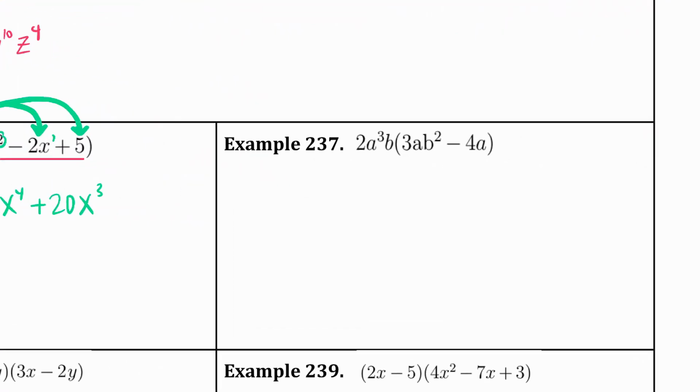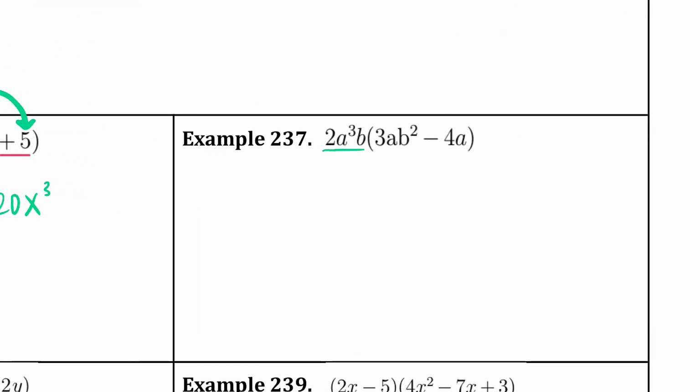Okay, another monomial times a polynomial. In this case, it's a binomial. Same process, we're going to use distribution. So 2a cubed b times 3ab squared. Well, 2 times 3 gives me 6. We have a cubed, a to the first, that gives me a to the fourth. b to the first, b squared, that gives me b cubed.